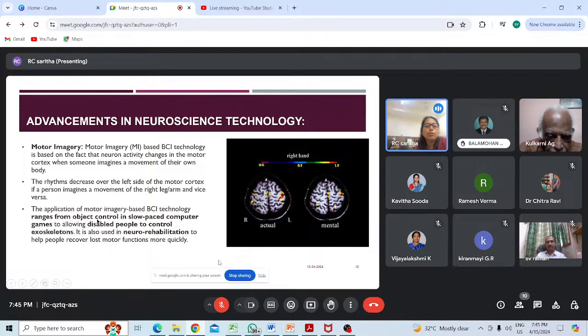For disabled people, we can use this in exoskeletons. For example, patients with cerebral palsy cannot move properly. So exoskeletons, like robotic arms or robotic legs, have been created. We can use them to help disabled people like those with CP to walk. They are using this type of methodology highly in neuro rehabilitation to help people recover the motor loss of the body. So if the body is not having motor support, then this type of motor imagery can be used.